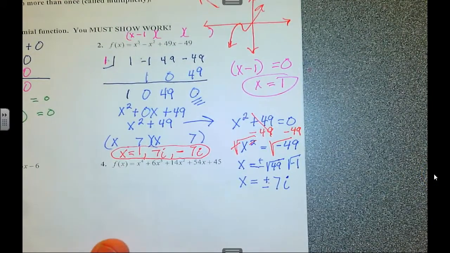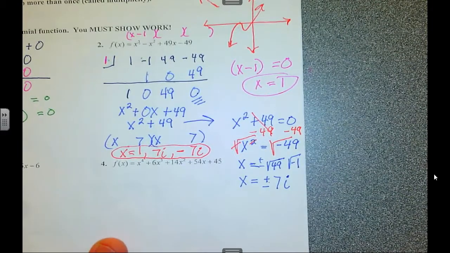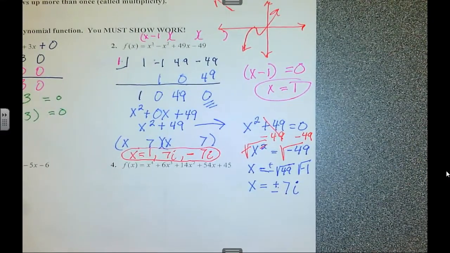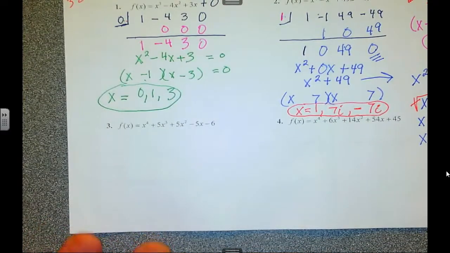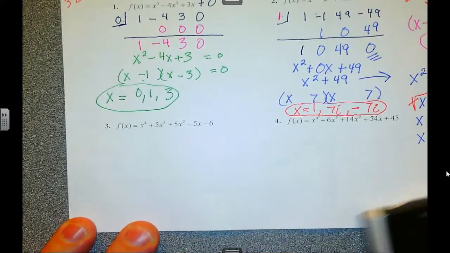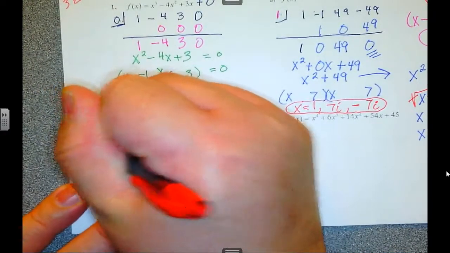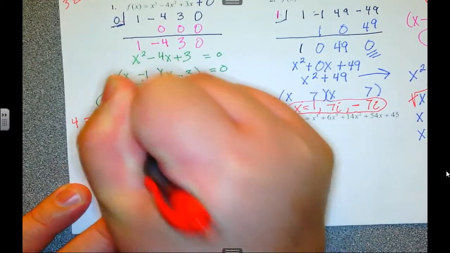So we're going to use a lot of stuff that we learned last semester and this semester to get these zeros. These are not easy problems. Okay, let's do another one. Number 3. This time I have x to the 4th. How many zeros do I have to find? 4 zeros this time. I have 4 solutions.